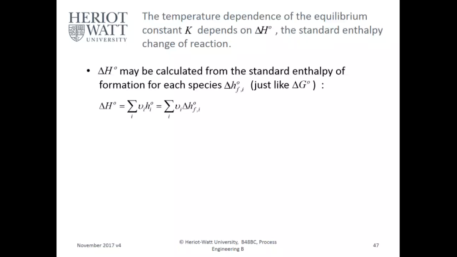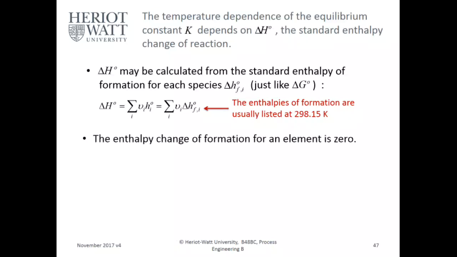Delta H equals the sum of v_i delta H_f,i. So delta H is built from the enthalpy of formation. The enthalpies of formation are usually listed at 298.15 K, or if you have access to NIST, which everyone does, you can get the list for various different temperatures. In the exam you'll be given the delta H and the delta H of formation, so you don't have to go through steam tables, and they're all from NIST.